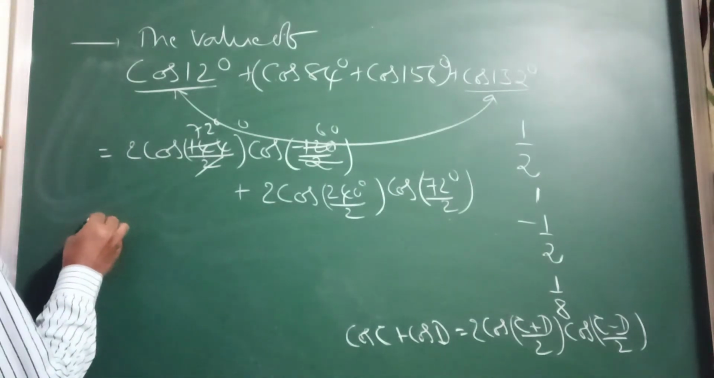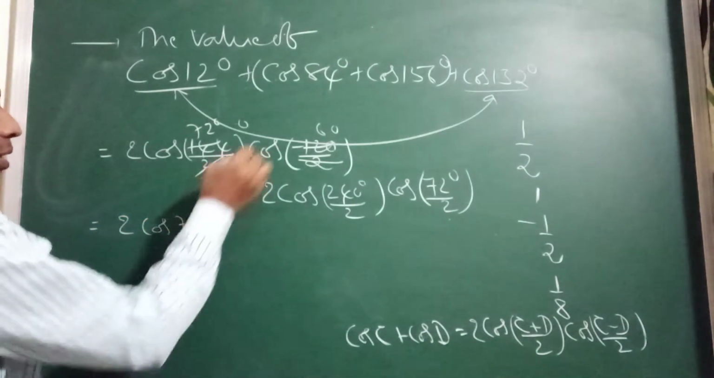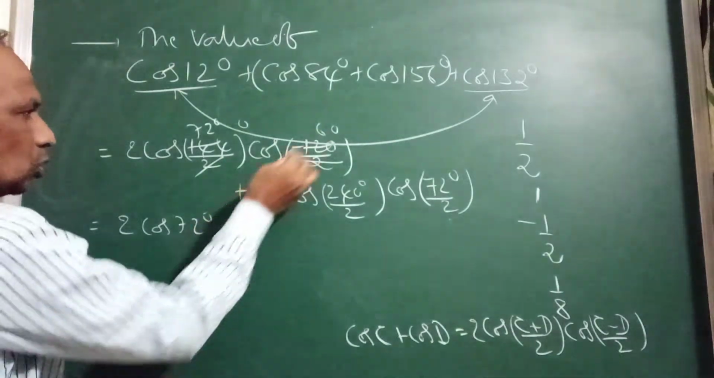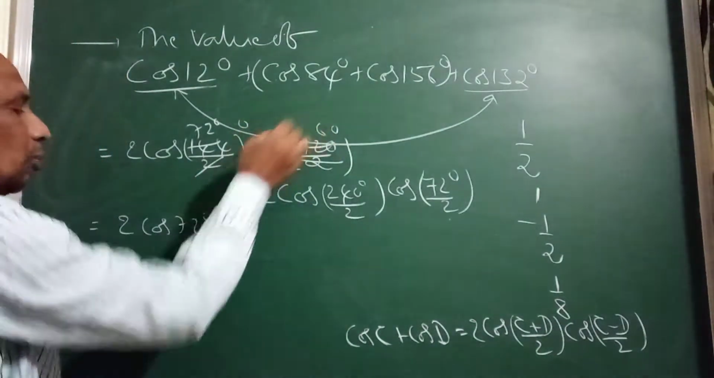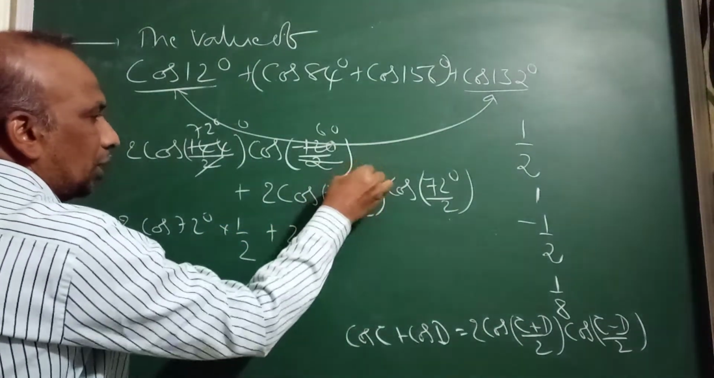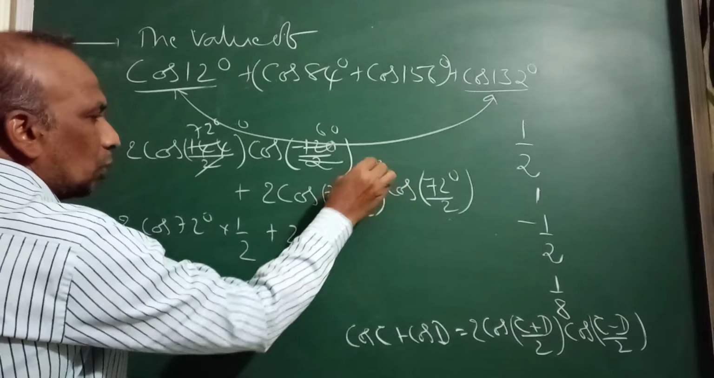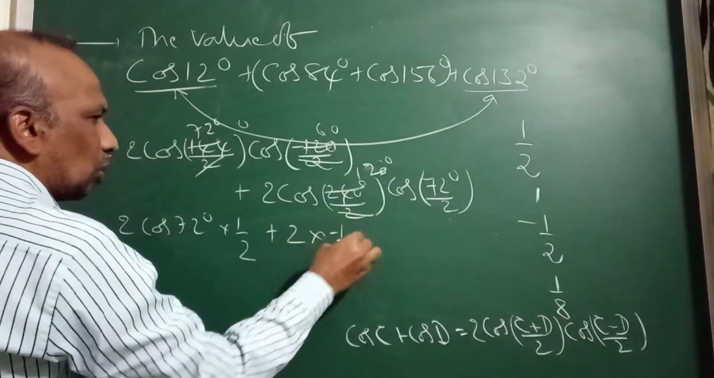Now you can write here, 2 cos 72 degrees. Here cos of minus 60. So cos of minus theta is cos theta, cos 60. This will become 1 by 2. So this is 120 degrees, so you can write cos 120 minus 1 by 2.